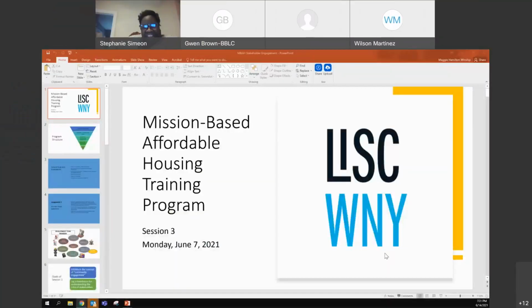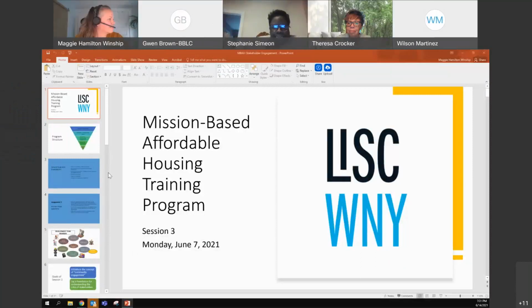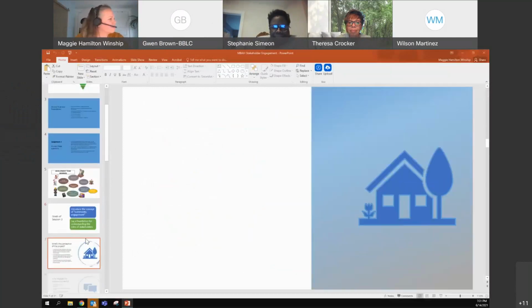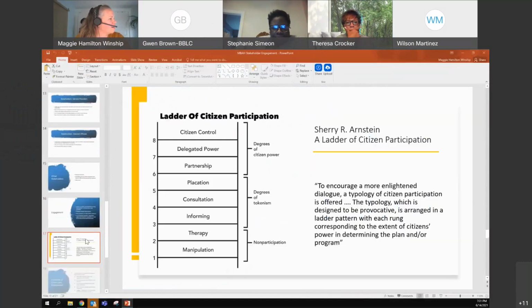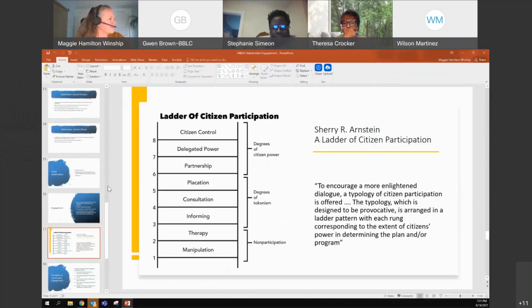If we, let's see, here we go. Okay. Can you see the PowerPoint now? Yep. And then you just need to get to that slide with the ladder, right? Yeah. I think of this ladder, and Stephanie, I'm gonna let you actually explain it.